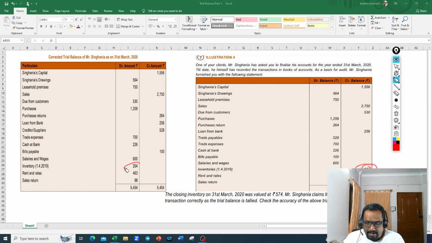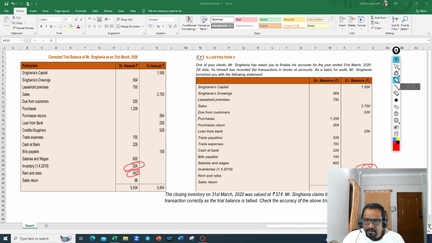Next one, rent and rates 463. He debited. Rent and rates are basically what? Expenses. All expenses and losses are supposed to be debited. So that has been debited correctly. So we also showed debit side correctly for 463. There is no issue. Are you clear? Next one.